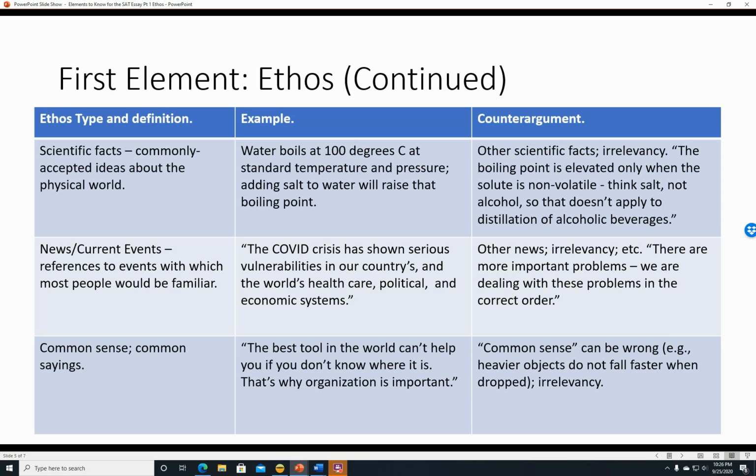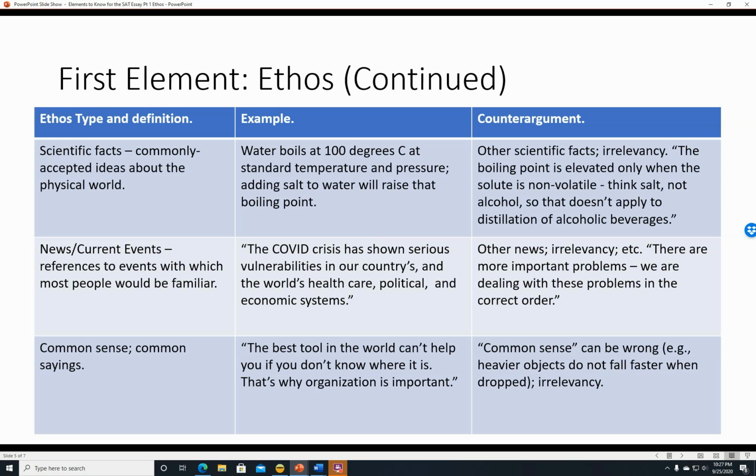God exists because water boils at 100 degrees centigrade. Not really. God doesn't exist because water boils at 100 degrees centigrade. No, they don't have anything to do with each other. You could say, well, the boiling point's elevated only when the solute is non-volatile, so think salt, not alcohol. So that doesn't apply to the distillation of alcoholic beverages. Yeah, actually, you can distill alcohol in an alcohol solution at less than the boiling point of pure water.